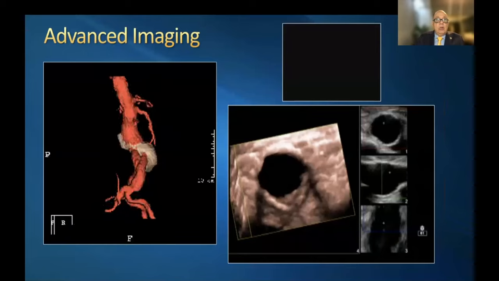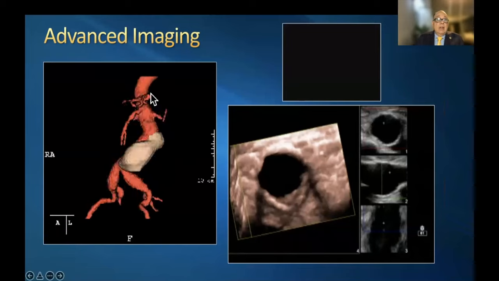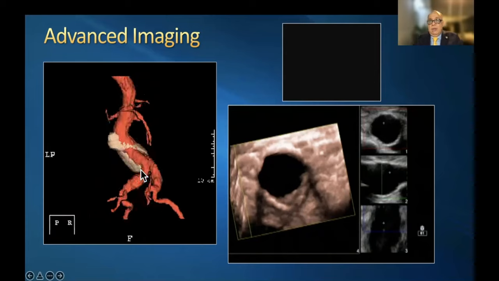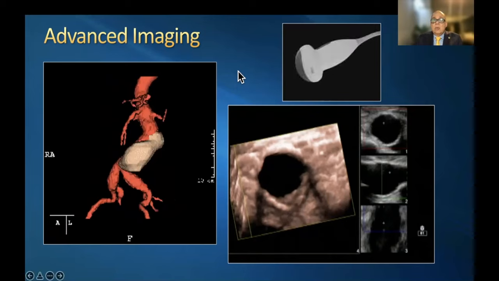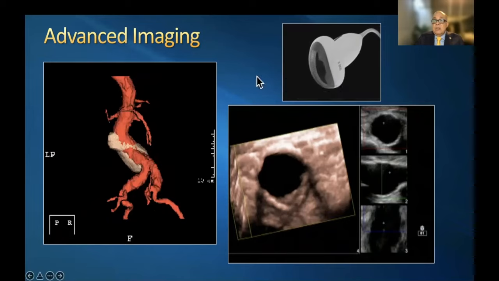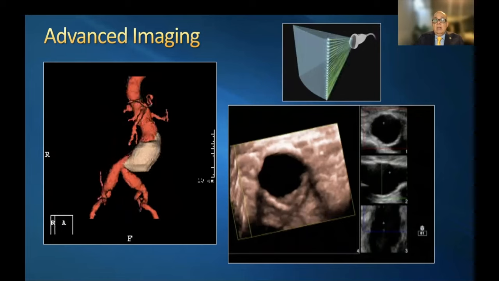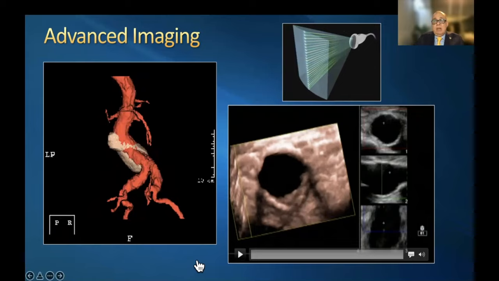I just want to show you a couple of advanced images. Here we have the three-dimensional reconstruction with an angio CT, but in ultrasound, we can also perform 3D ultrasound by using an electromechanical transducer. This is the same transducer used to perform 3D and for fetal sonography. And here, this is the image obtained of the abdominal aorta with three-dimensional ultrasound.